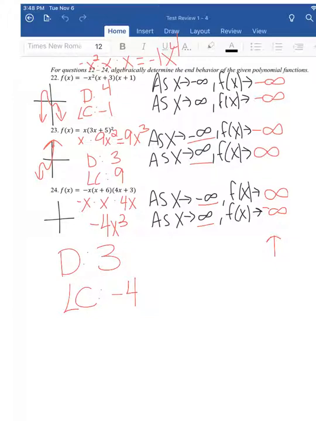Take a second now, type it into your calculator, make sure you agree. So this here is the graph of my function, so it does match. As it goes to negative infinity, f of x goes up to positive infinity, and then as it goes to positive infinity, f of x goes down to negative infinity, okay? Again, that is it for your review sheet.